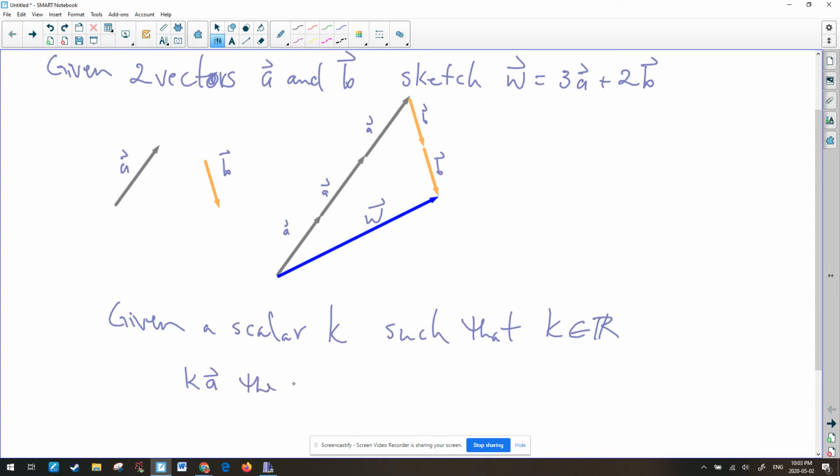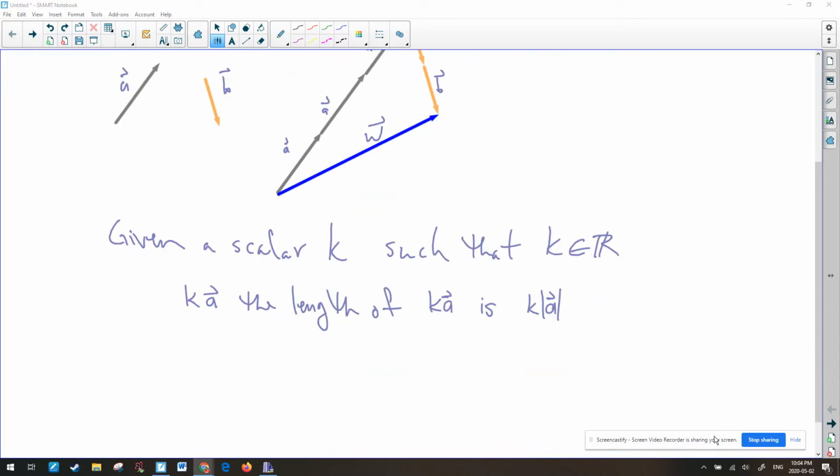the length of K times A is equal to K times the magnitude of vector A. Okay, which is an extension, and we can kind of state that a little bit more mathematically in that the magnitude of K times A is equal to K times the magnitude of A, which again is what you would expect. It's exactly how you would expect it to go.